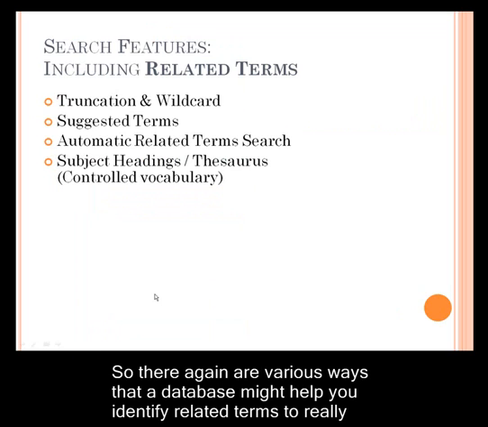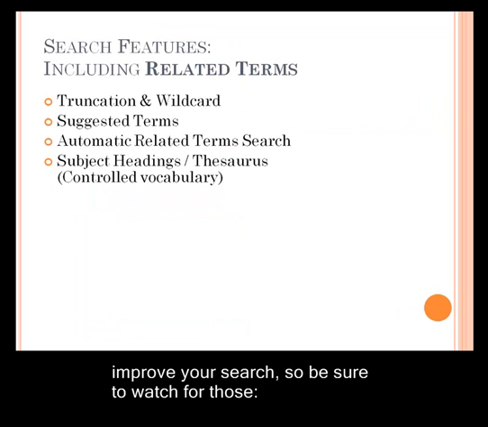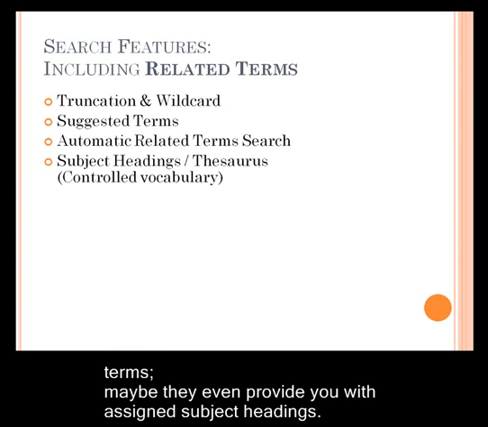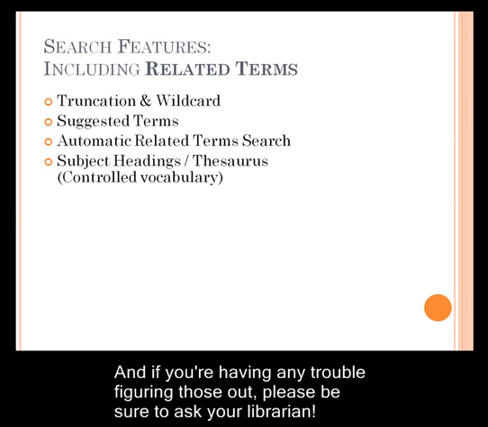So there again are various ways that a database might help you identify related terms to really improve your search. So be sure to watch for those. Truncation and wildcard, maybe they suggest terms, maybe they automatically include terms, maybe they even provide you with assigned subject headings. And if you're having any trouble figuring those out, please be sure to ask your librarian.